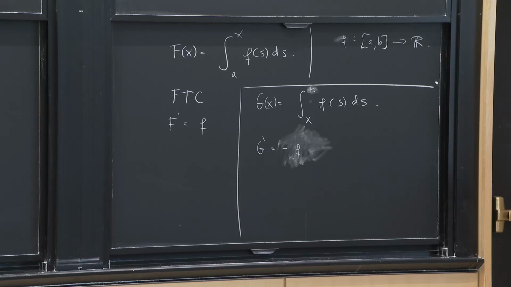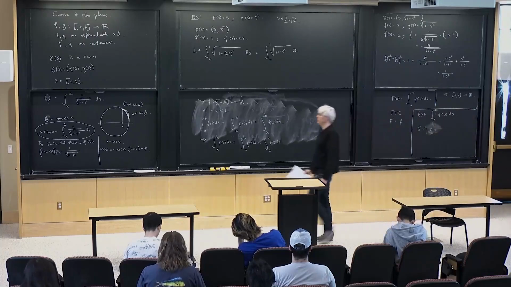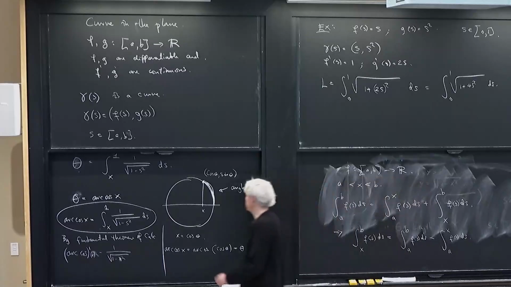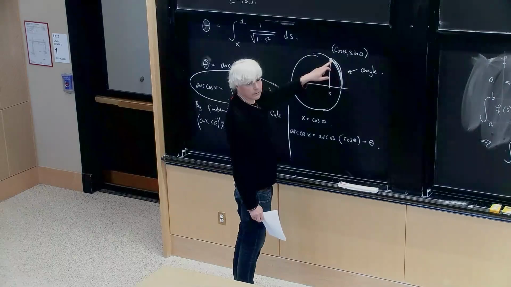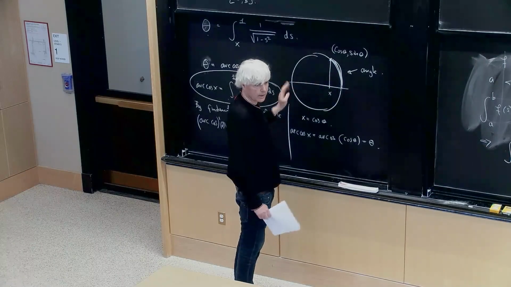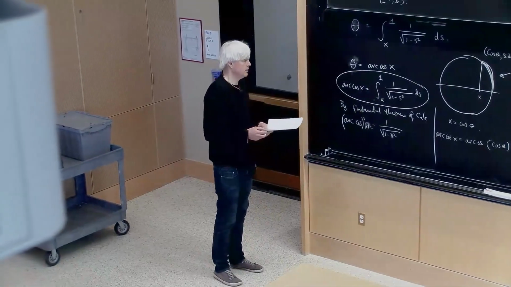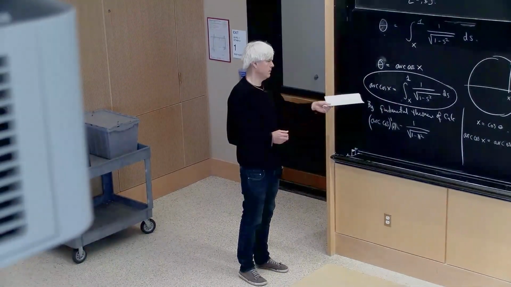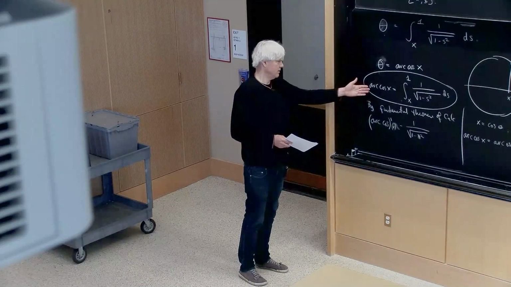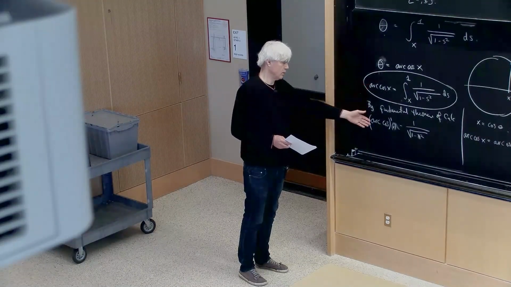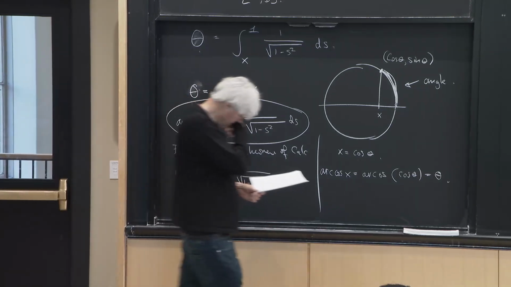Okay, so this is how the angle is defined, if you will. The angle is defined as the arc length of the curve, and we can calculate it using this formula here. We actually know what the derivative of the arc cosine is just from this arc length and the fundamental theorem of calculus.